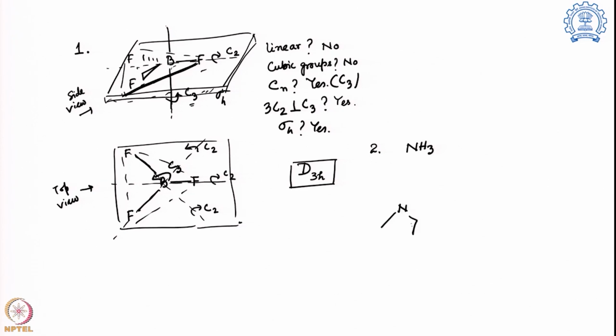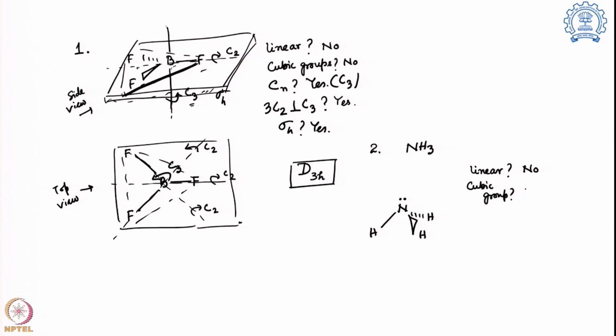This is the structure of ammonia. The lone pair makes it a trigonal pyramidal structure. Now, we try to find out what the point group is. Again, the same line of questioning. Is this molecule linear? Obviously not. Does this molecule belong to any cubic group?